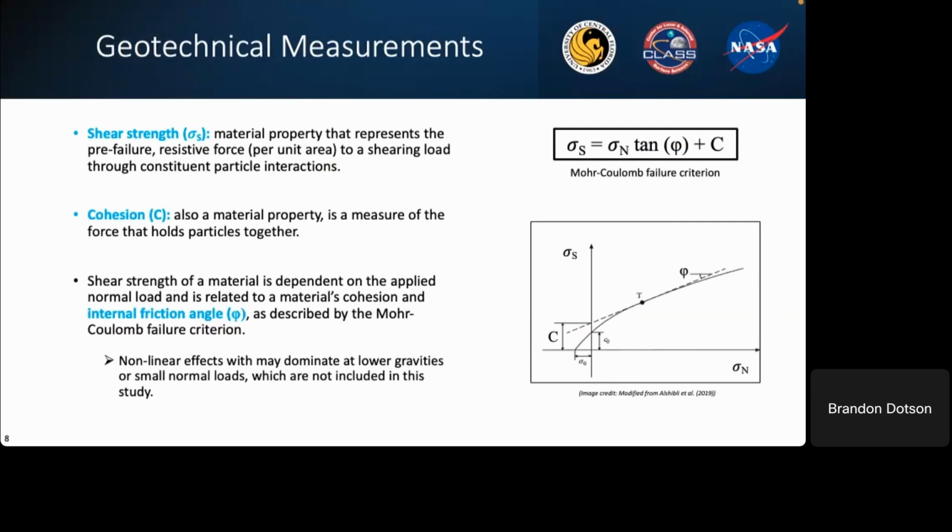So when I talk about geotechnical properties, what I'm talking about are things like shear strength, cohesion, internal angle of friction, terms that are probably familiar to most folks here, but just a quick recap. Shear strength is how much something can resist a shearing force. Cohesion is the inherent stickiness of a material when there's no load applied, and they're related by this Mohr-Coulomb relationship, which is just a linear approximation that doesn't always hold for low gravity or normal load, but it works okay for this initial step.